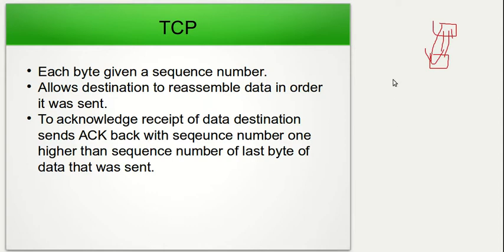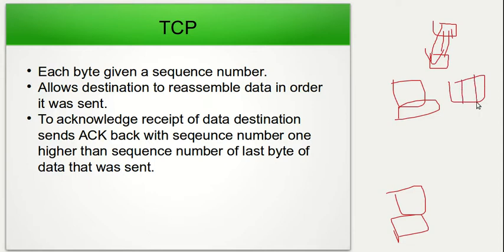The way it works is, imagine that these two devices are sending data, and we package these bytes into this packet, and the last byte of data in this packet has a sequence number of 1500. When PCB goes to respond and send an acknowledgement back, it sends back an acknowledgement with a sequence number of 1501.